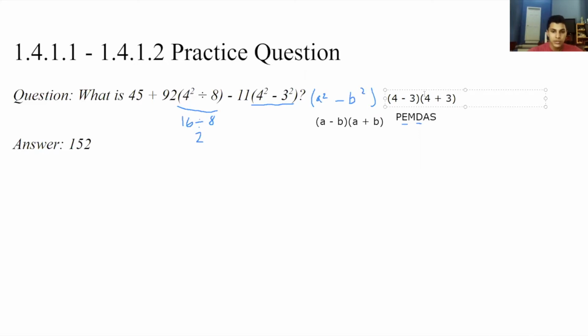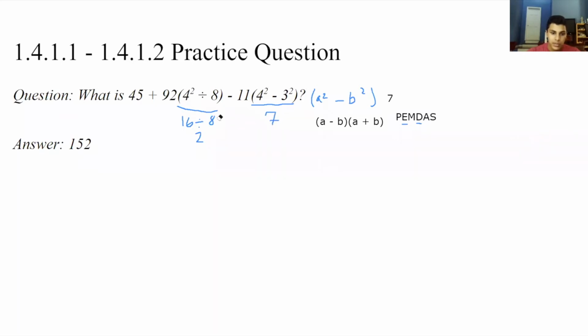And if you don't want to use this trick, you can just simplify it from 4 squared minus 3 squared if you wanted. But this is just a handy trick to speed up the process a little bit. So 4 minus 3 simplifies to 1. And 4 plus 3 simplifies to 7. And then 1 times 7 just simplifies to 7. So right under this, we can write a 7. So this is a 7.